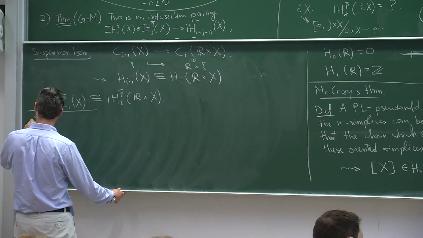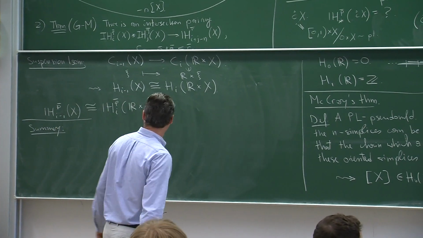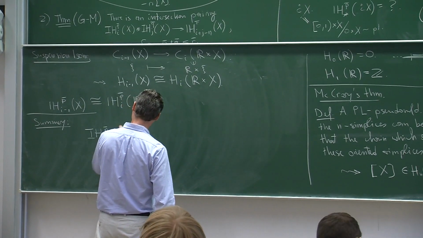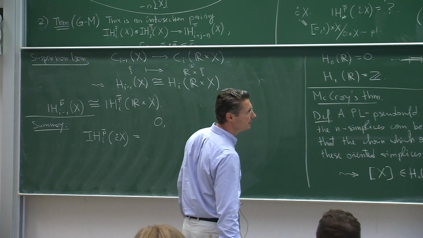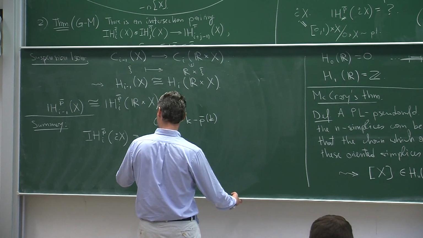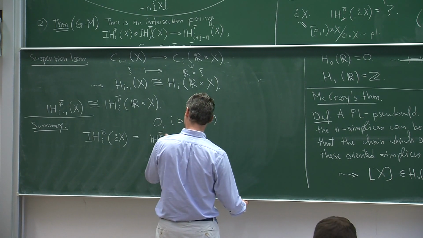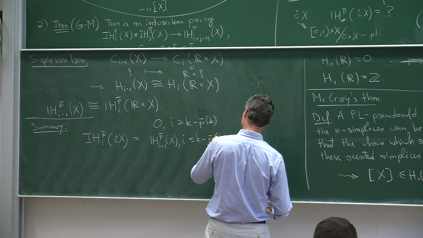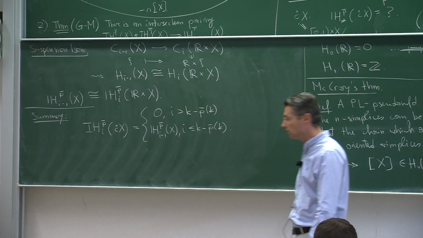So I wanted to summarize here what we know so far. How do you compute the intersection homology of a cone? Well, it's 0 when i is greater than k minus pk, and it is IH i minus 1 p of X when i is less than or equal to that number. So that is a fundamental fact about intersection homology of a cone.